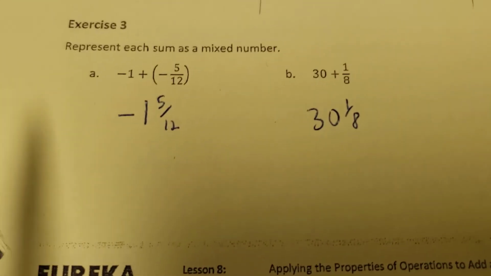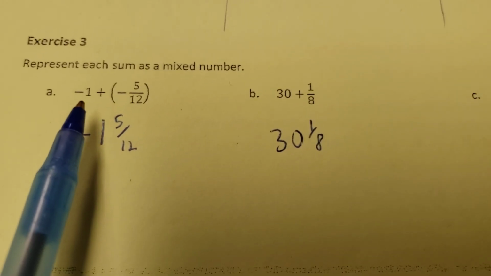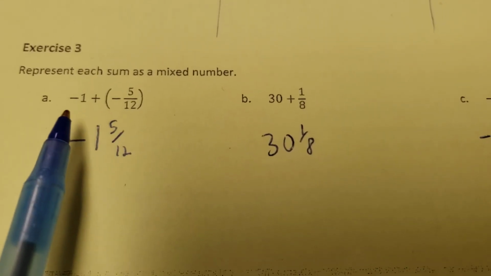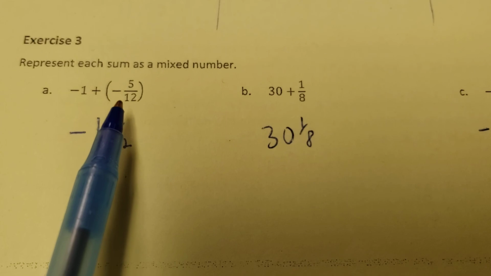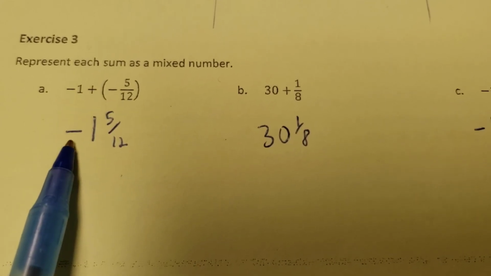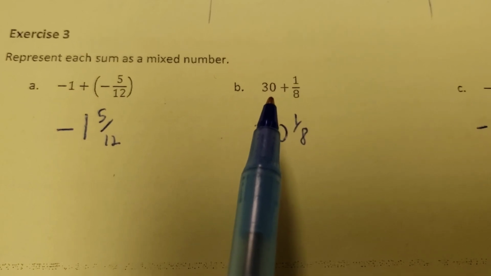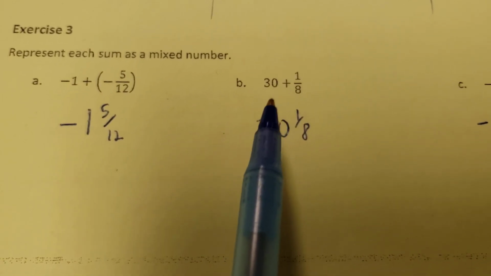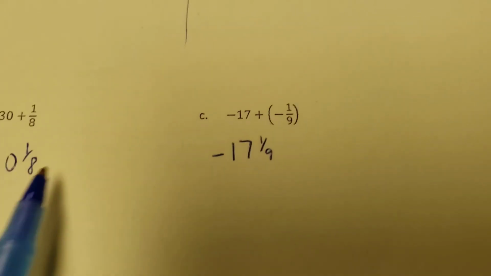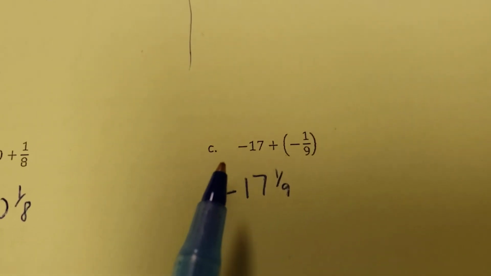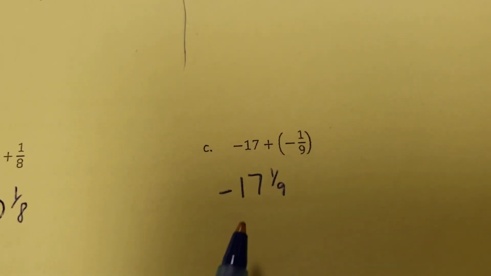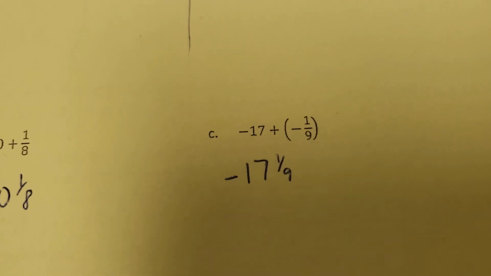Now, how do we piece these together? Well, let's represent each sum as a mixed number. We'll slide them together again. Negative 1 and the negative 5/12, all together it makes a negative when we're adding, and negative 1 and 5/12. These are both positive, so I'll have a positive answer. 30 and 1/8 makes 30 1/8. And for C, a negative 17 plus a negative 1/9 equals a negative 17 and 1/9.